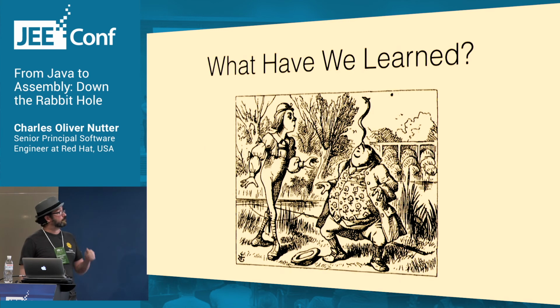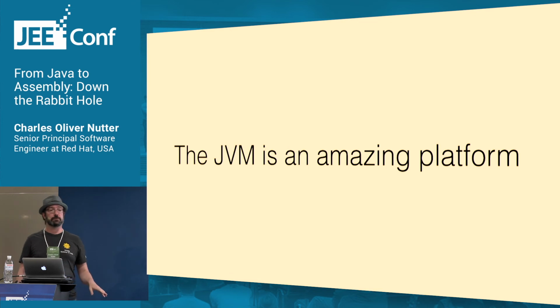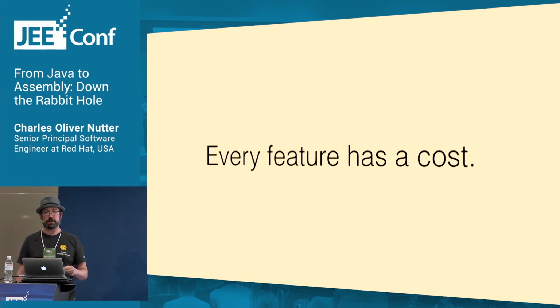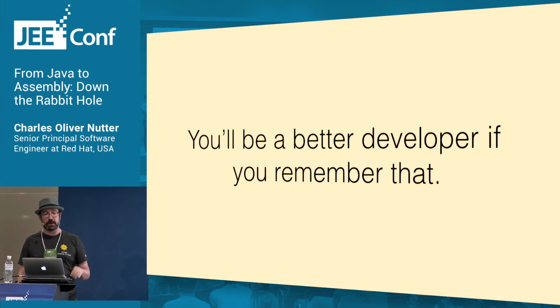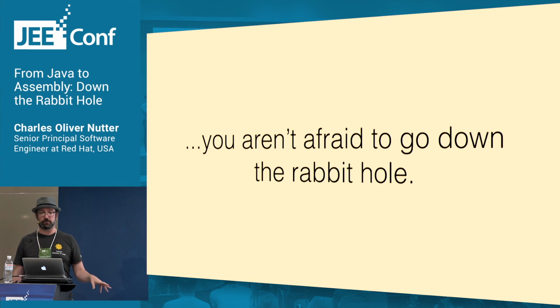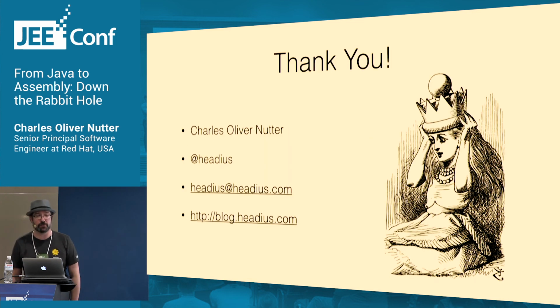So what have we learned here today? We ran through a lot of this stuff very quickly. Hopefully you'll be able to review this later or ask me any questions you like. The JVM is an amazing platform, but it's not perfect. There are things it can't do, and every one of these features has a cost. Lambdas may not inline the way we want them to. String switches may generate more code than we expect. And you'll be a better developer if you remember that, and if, like Alice, you aren't afraid to go down the rabbit hole. All right, thank you very much.